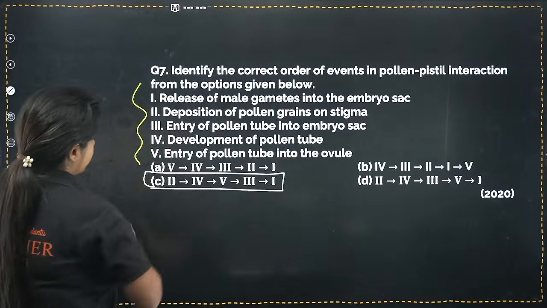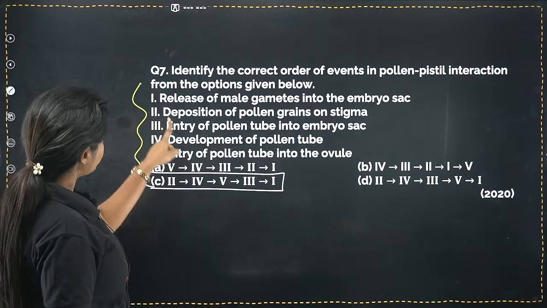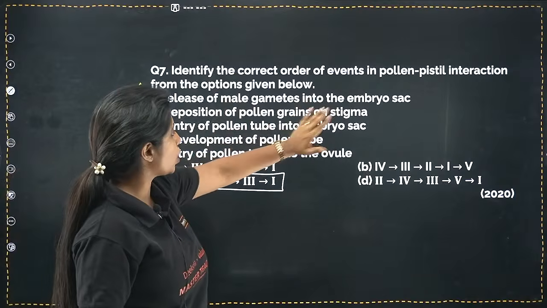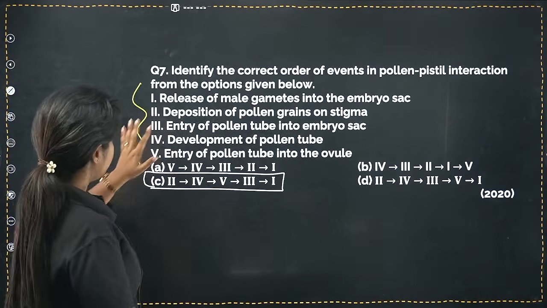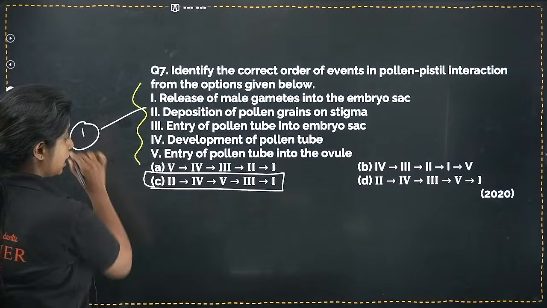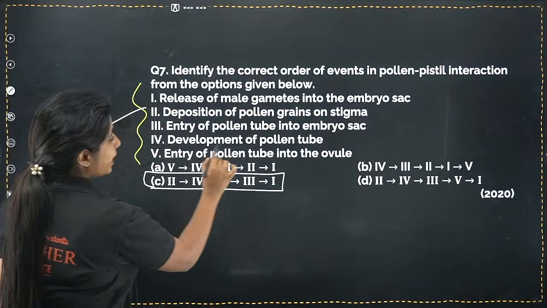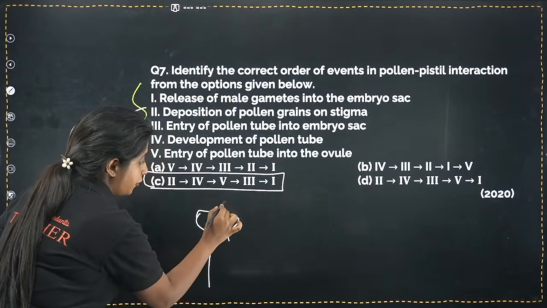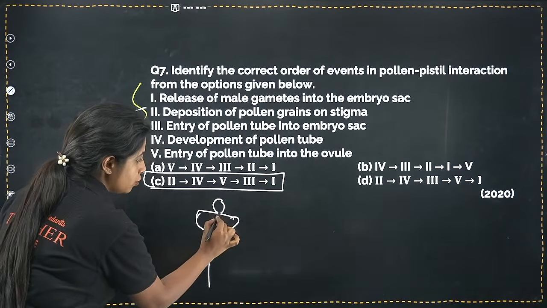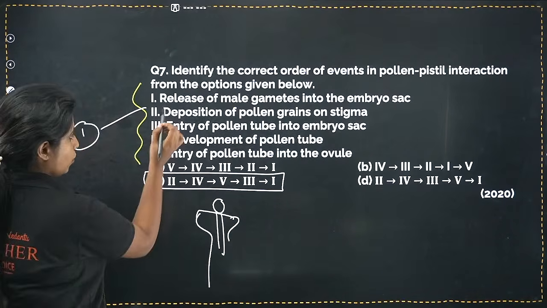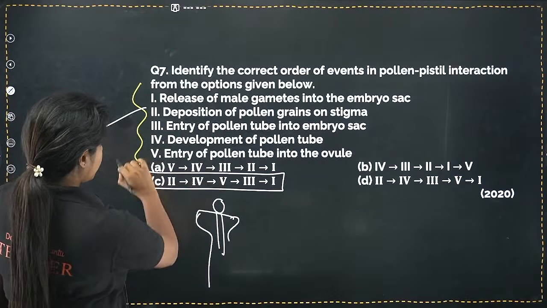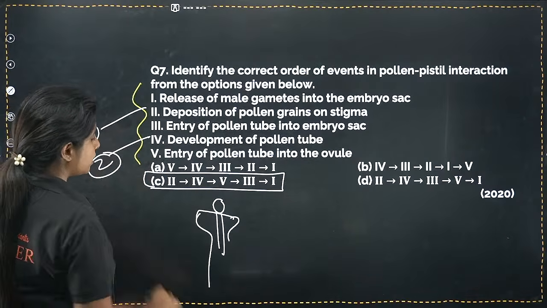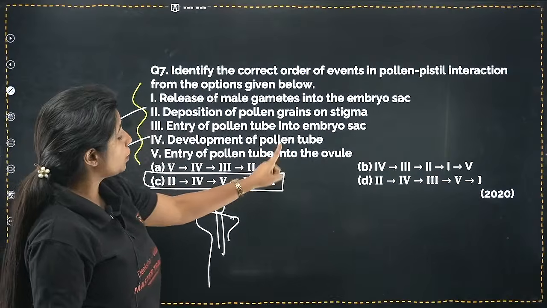Let's decode C then. C means 2 is the first one: deposition of pollen grains on the stigma. Okay, let it deposit. This is the first thing. Fourth one is development of pollen tube. After it deposits over here, it is going to form the pollen tube. This is the second thing. Now after that, fifth one, entry of pollen tube into the ovule.